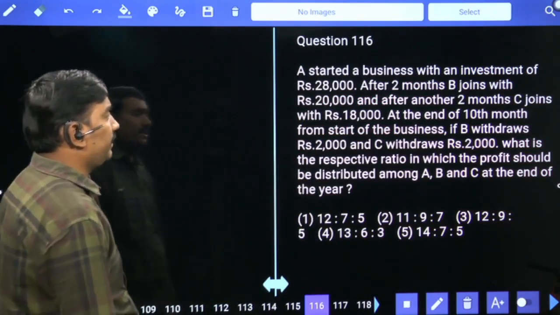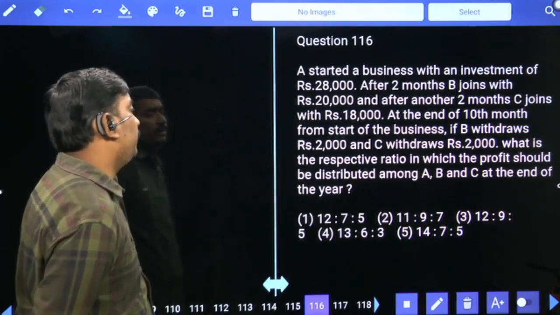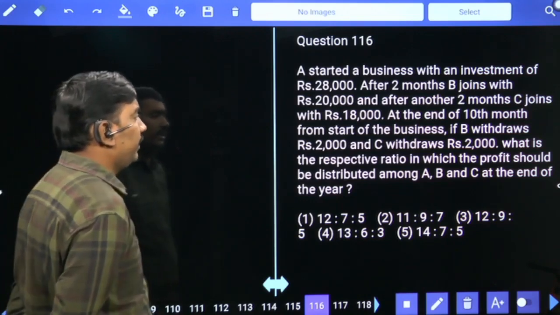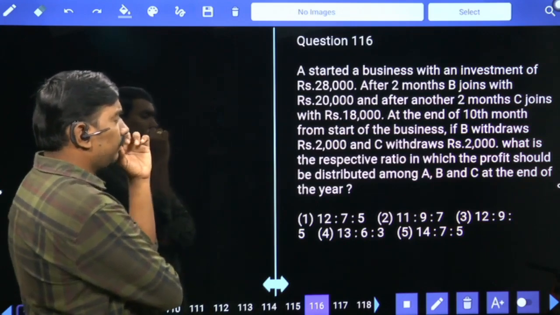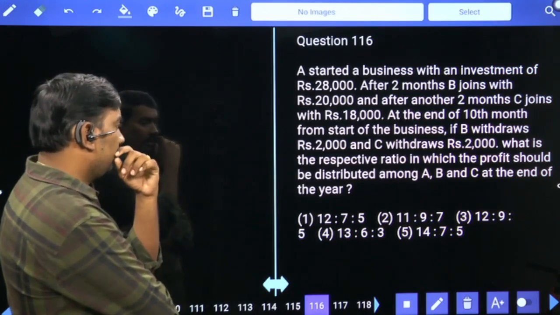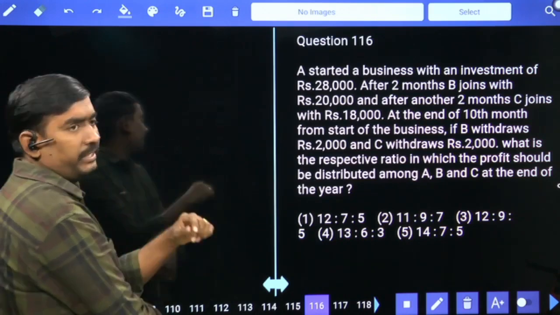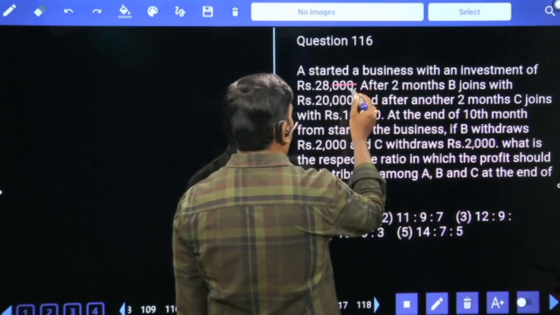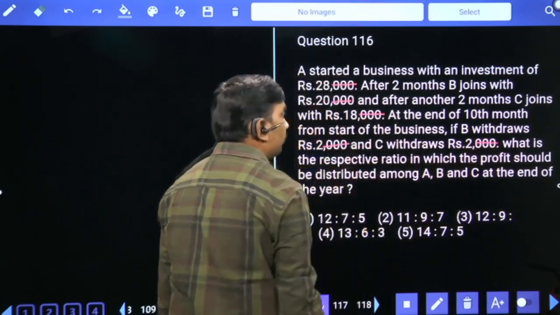A started a business with an investment of 28,000. After 2 months, B joins with 20,000. And after another 2 months, C joins with 18,000. At the end of the 10th month from the start of the business, B withdraws 2,000, C withdraws 2,000. What is the respective ratio in which the profit should be distributed among A, B, C at the end of the year? All the investments commonly have 3 zeros.